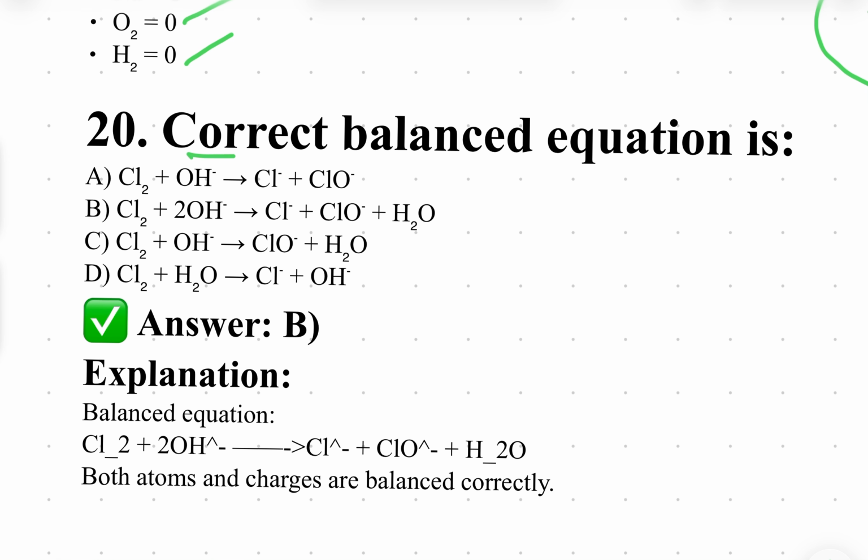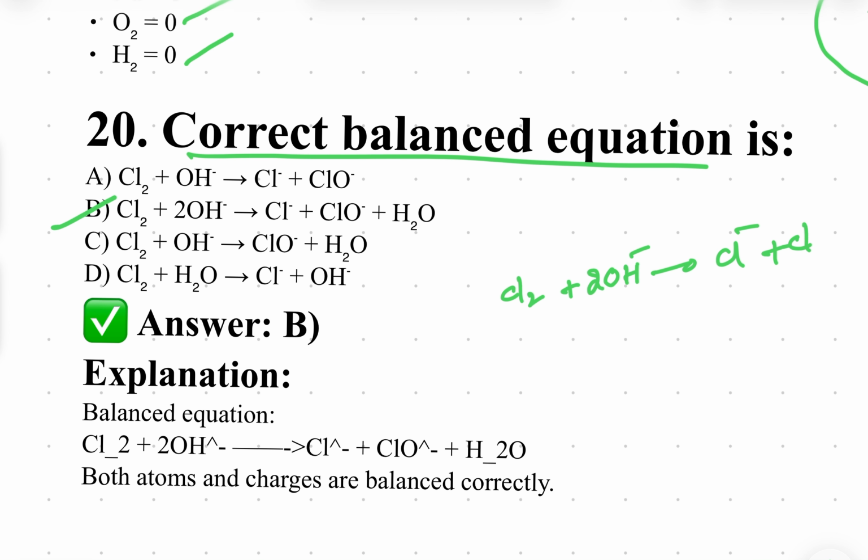Next one, correct balanced equations, which is very very important. Which is the correct balanced equation? You can check here whether the atoms are balanced or not. For example, you can select B. I am writing it here again: Cl2 plus 2OH minus gives Cl minus plus ClO minus plus H2O. Now we can check whether this equation is balanced. How many Cl's on the LHS? Two Cl's are there.